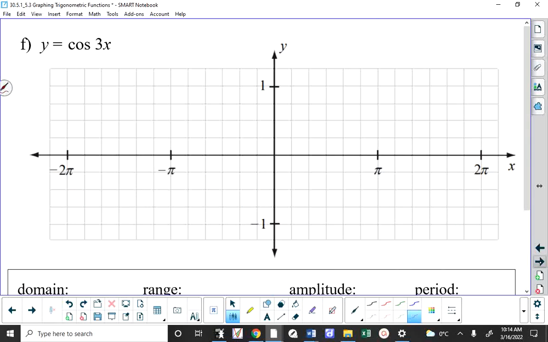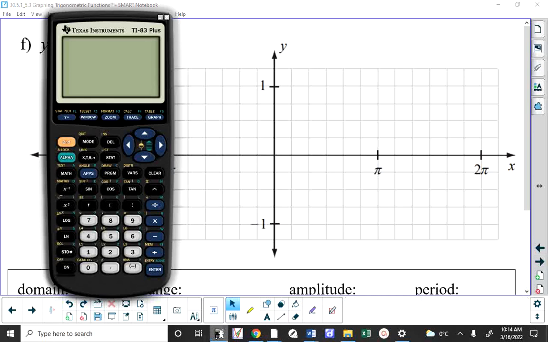Cos of 3x. Well, if the graph normally, and let's jump to our calculator now, if the graph of cos of x repeats in 2 pi, or 360 degrees, then if I multiply x by 3, that stretches things horizontally by 1/3. It should repeat 1/3 the distance. Instead of 2 pi, it should be 2 pi over 3.